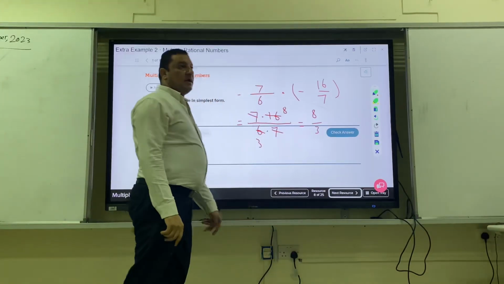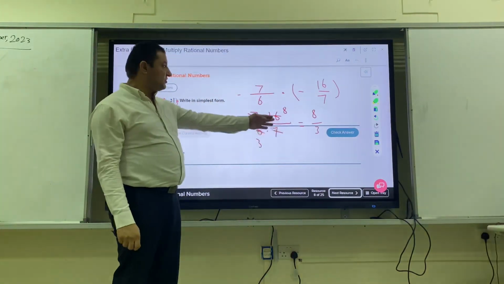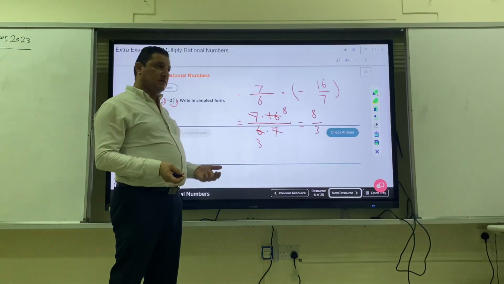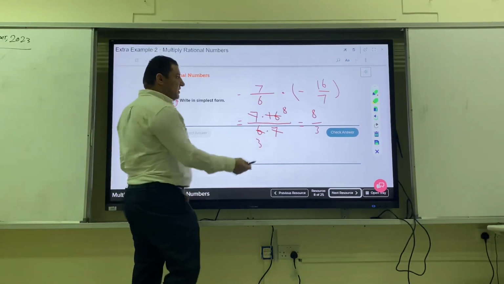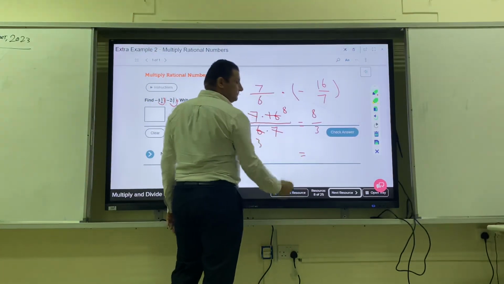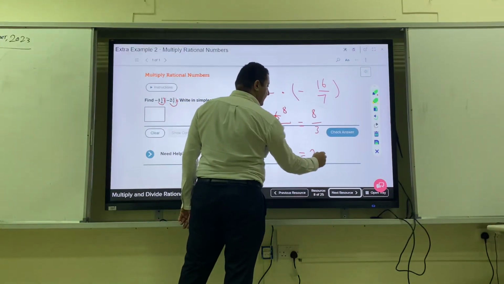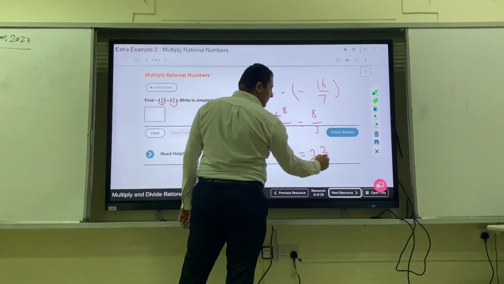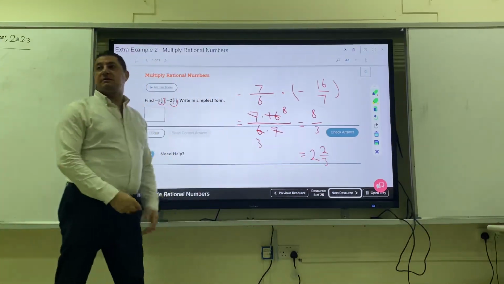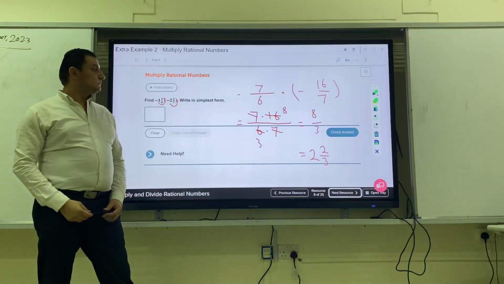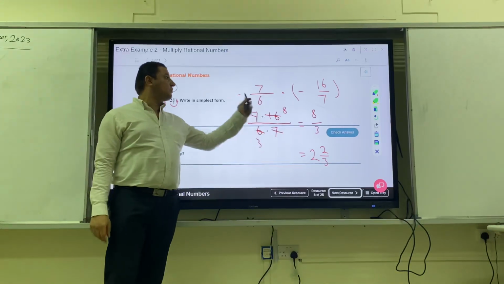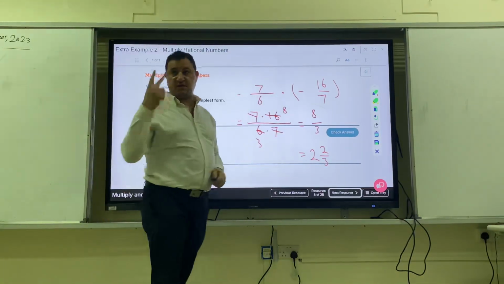Now you have an improper fraction that needs to be turned into a mixed number. How many 3s inside 8? 2. There is no negative sign because I have 2 negatives in the expression.